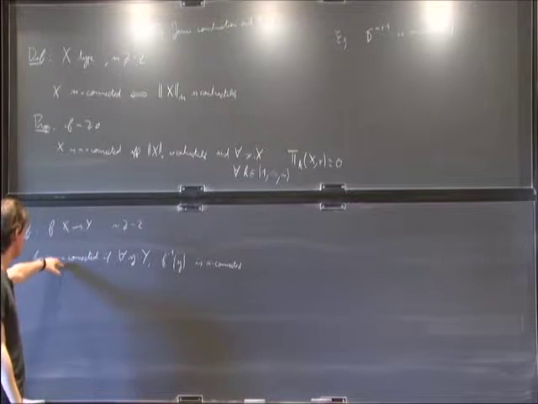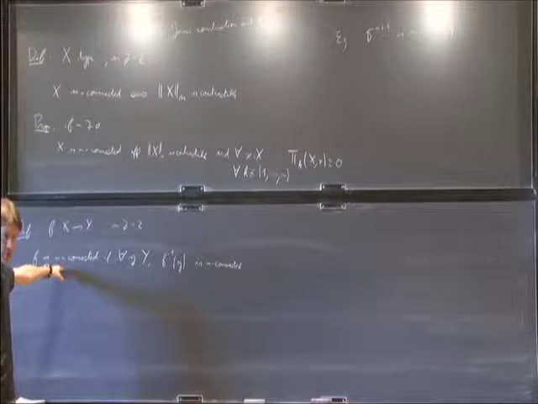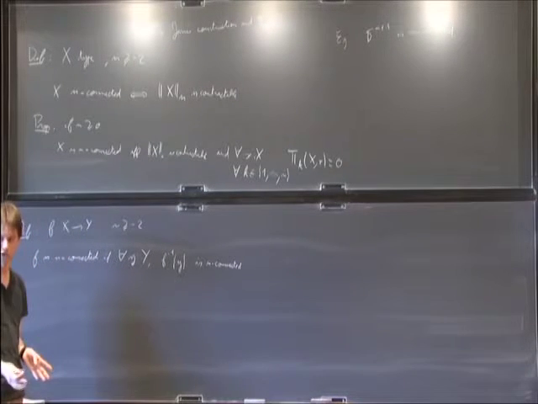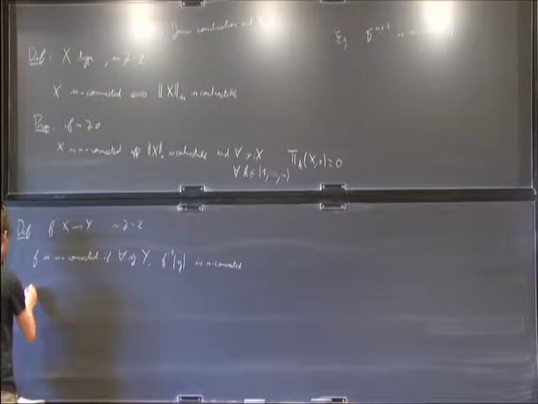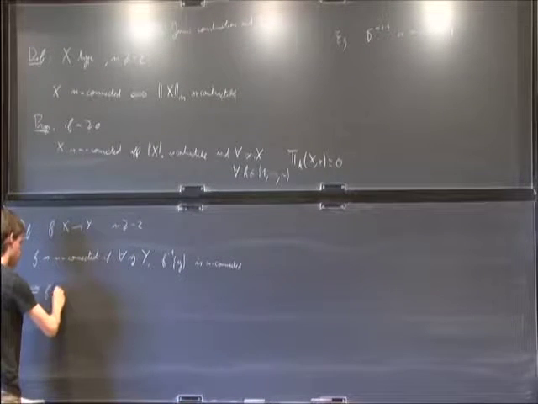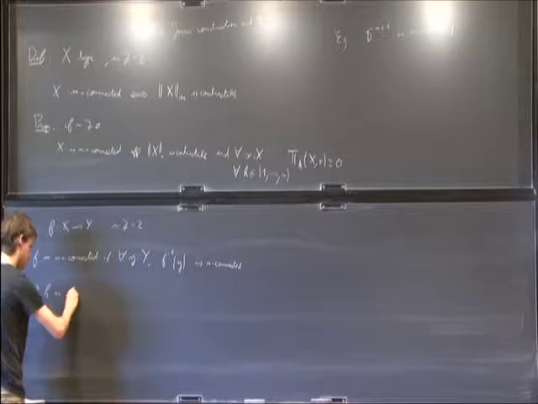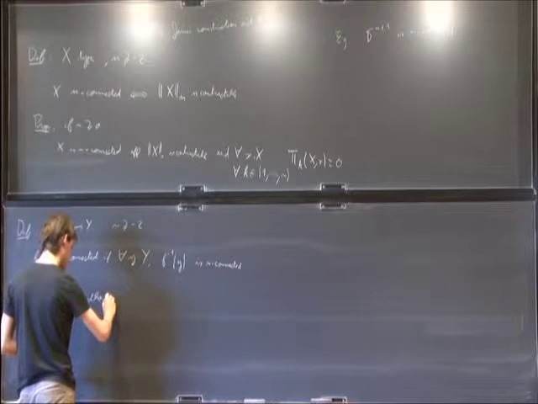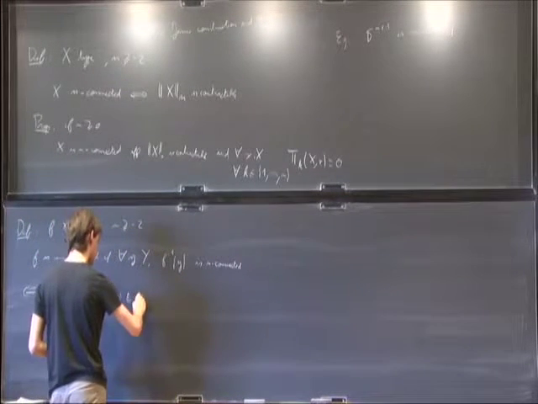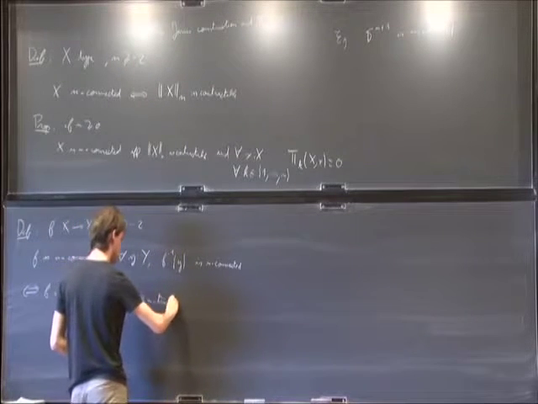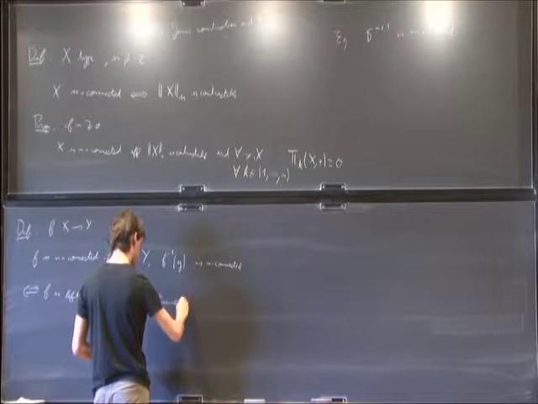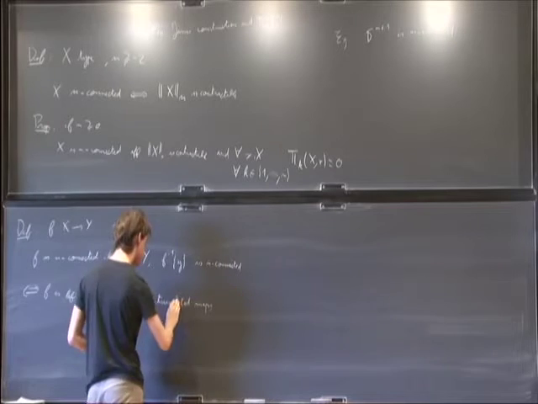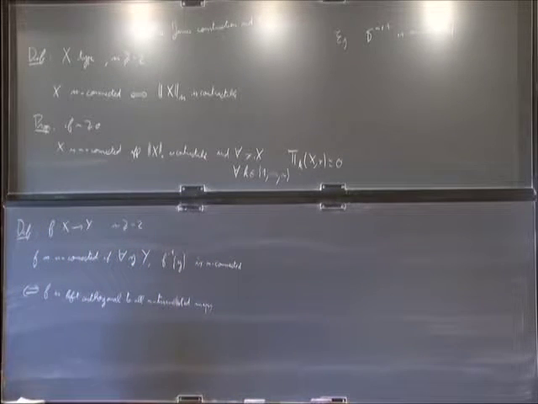There are a lot of equivalent characterizations of n-connected maps. Another one is that a map is n-connected if it's left orthogonal to all n-truncated maps. So equivalently, f is left orthogonal to all n-truncated maps. Mike recalled that yesterday in his talk.